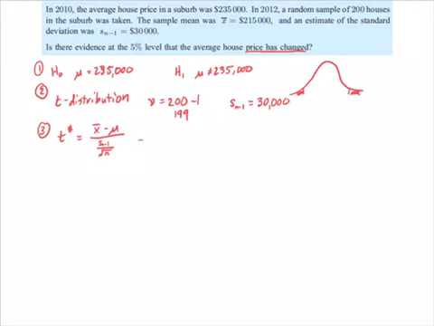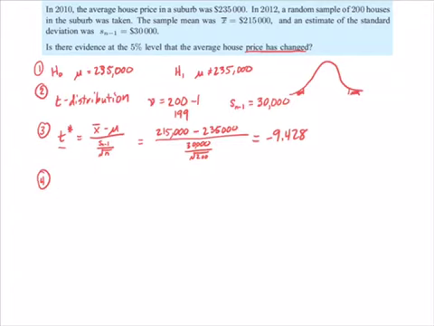And so this should end up being my sample mean, 215,000, minus what we're assuming is the correct mean, divided by the standard deviation, which is 30,000, all over the square root of n, which was 200 houses. Okay, work through that, and we get negative 9.428 as my test statistic. All right, we go on to step four.